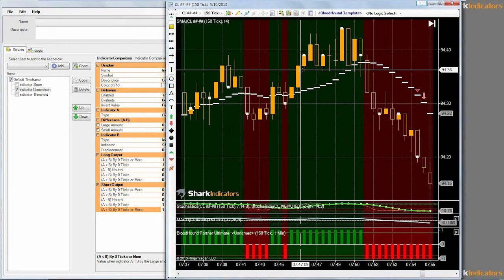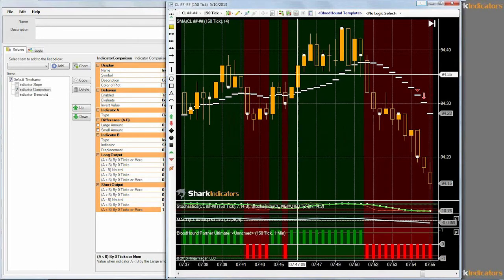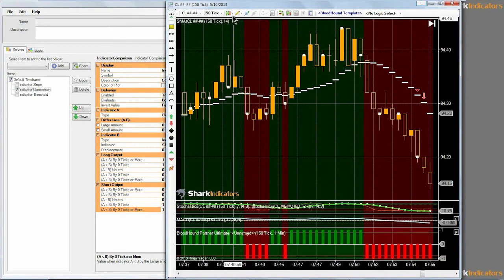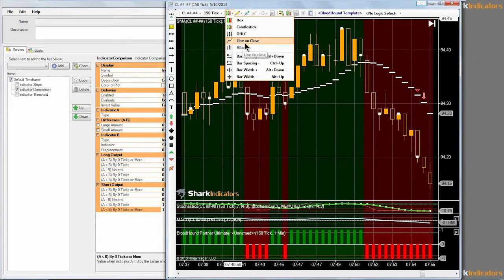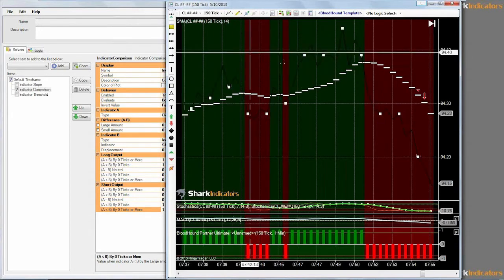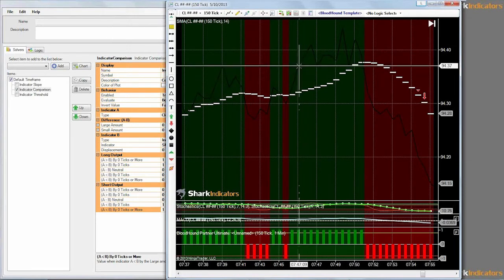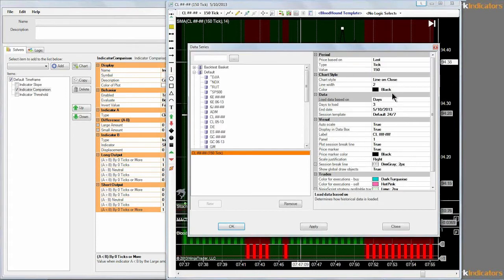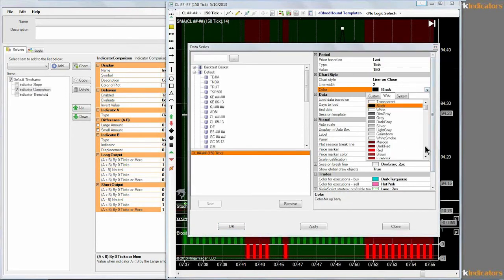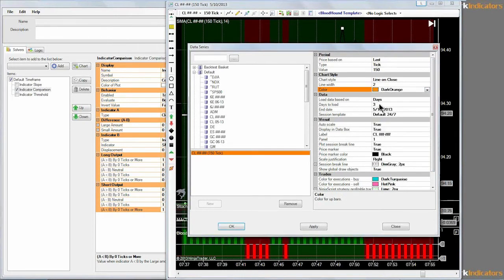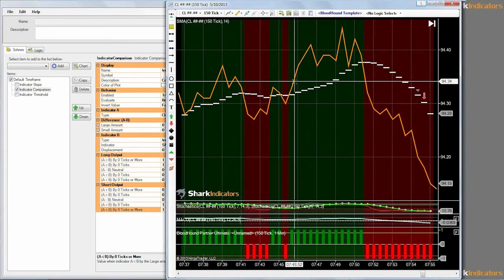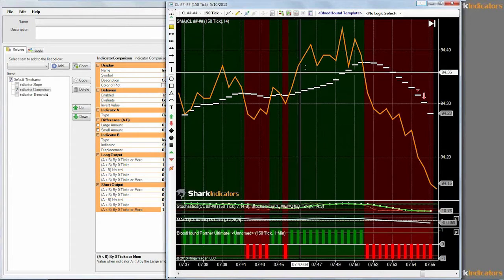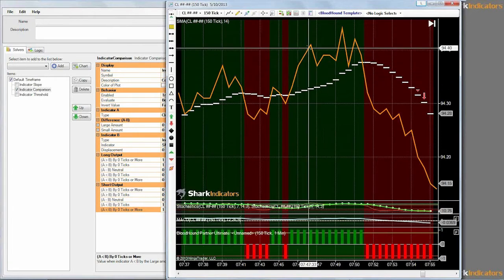To make it easier to see what we're comparing, instead of using bars, I'm going to just use a line. I need to take that black off of there, and we'll put it back on orange. Okay, so there's a line chart looking at the closing price only.